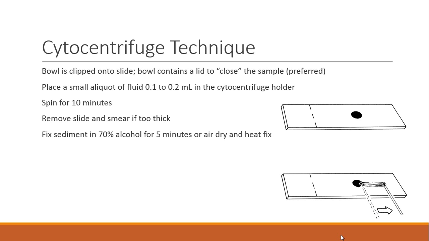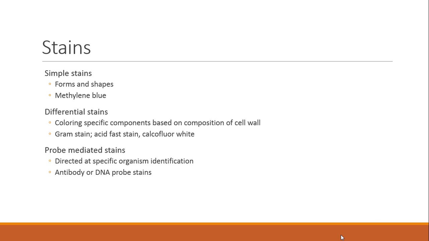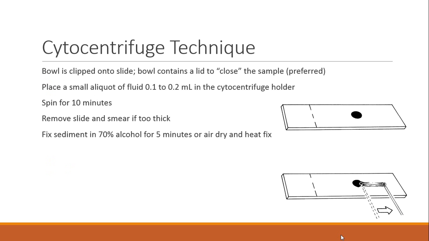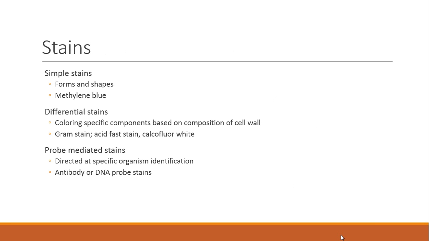You can fix it with alcohol, or you can air dry it and fix it. This is something else. If you do a pellet or a cytocentrifuge and it's pretty thick, you can take a loop and kind of smear it out, and that way it won't be too thick when you gram stain it. You'll have a thick area to look at, and you'll have a thin area to look at.